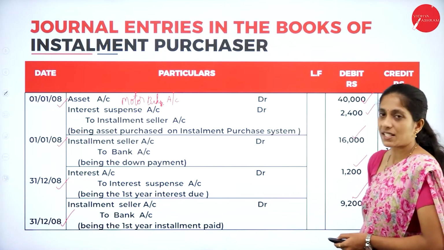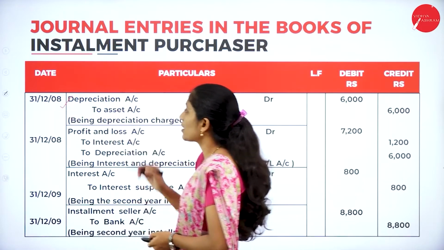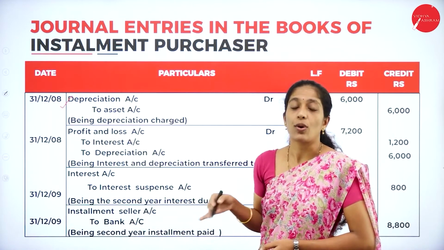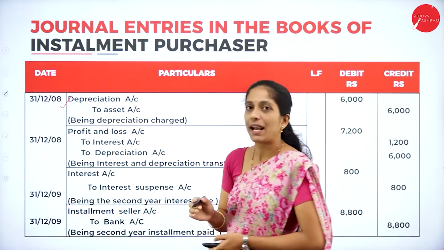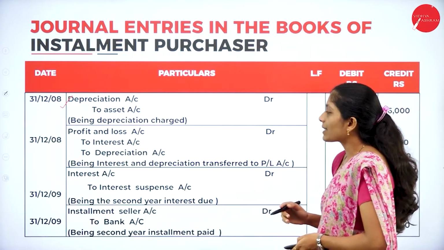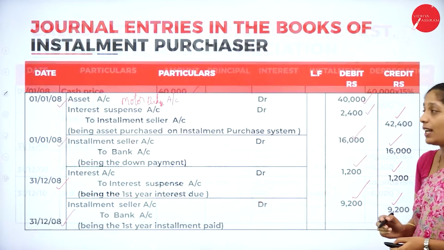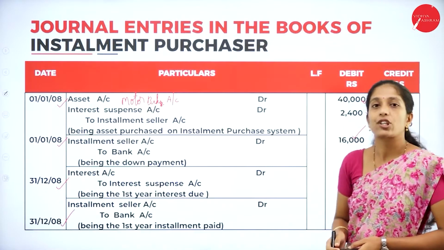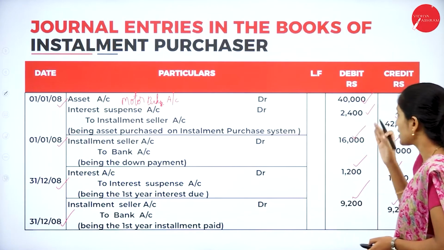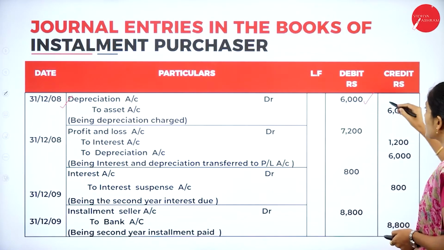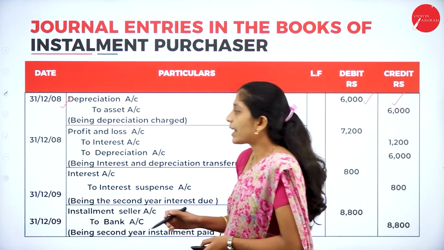Next entry is for depreciation charged. So what is the entry? At the end of the first year, depreciation account debit to asset account. Now what is the asset here? Motorbike account. So you can write to motorbike account. Now what is the amount of depreciation in the first year? That is 6,000. Since we are calculating depreciation on the straight line method, in each year depreciation will remain the same, that is 6,000. So write this 6,000.